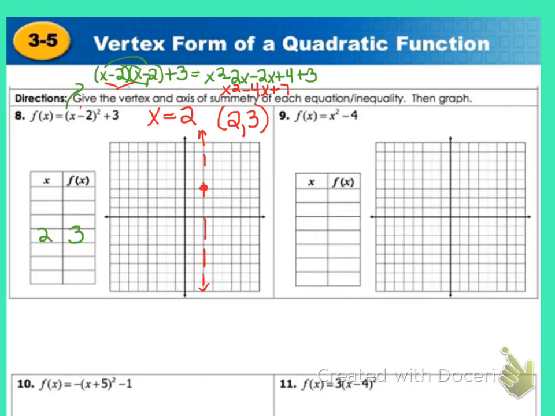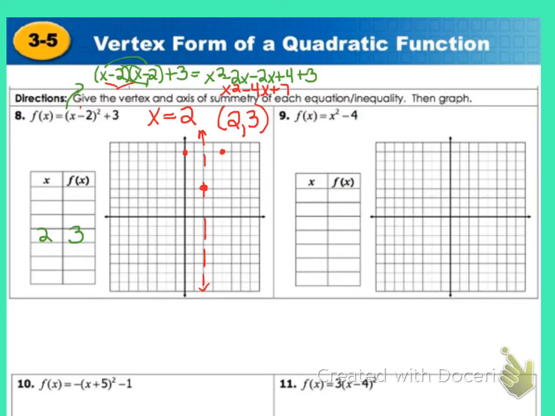And so that actually tells me this y-intercept is going to be up here at 7. So if I wanted to use that point, I could. And then I could reflect that point over the line of symmetry, and there'd be an identical point on the other side. And that would actually give me enough for some good points to graph this parabola.